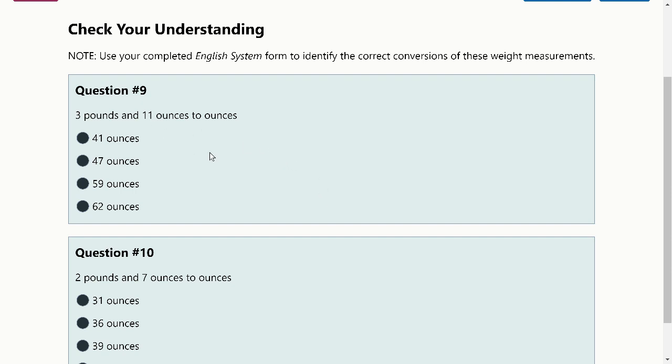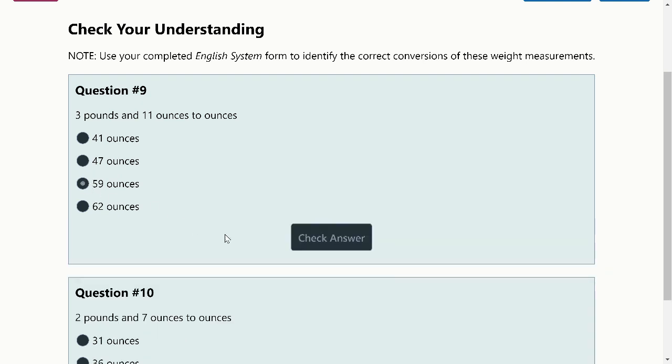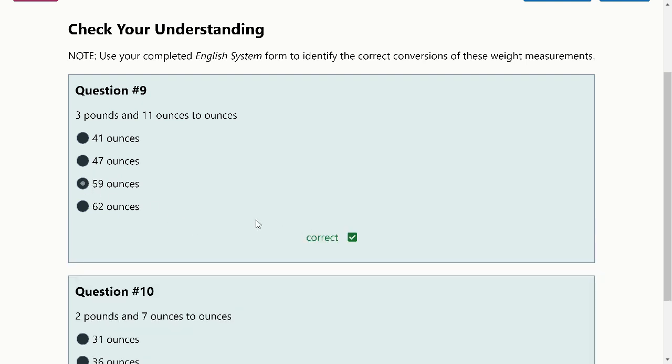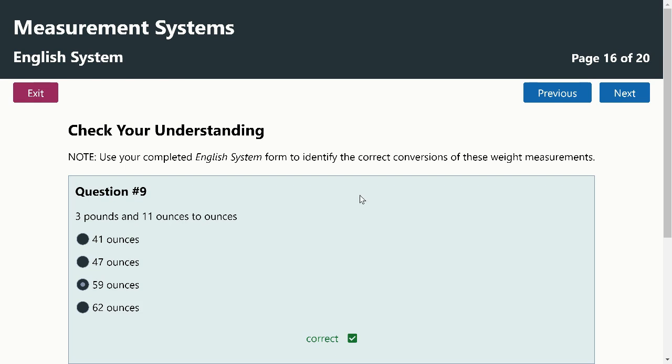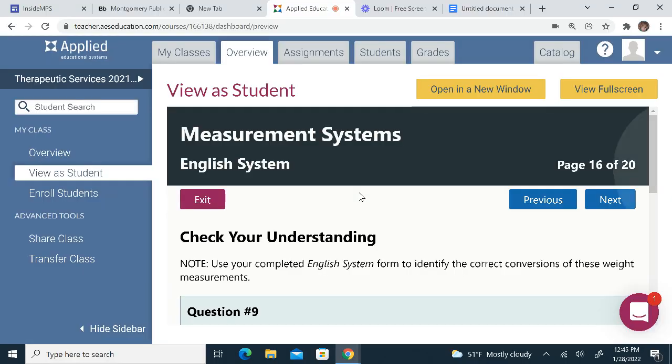All right, 3 pounds and 11 ounces to ounces. 59 ounces. We need to do this one. 3 pounds and 11 ounces. We'll do this one.